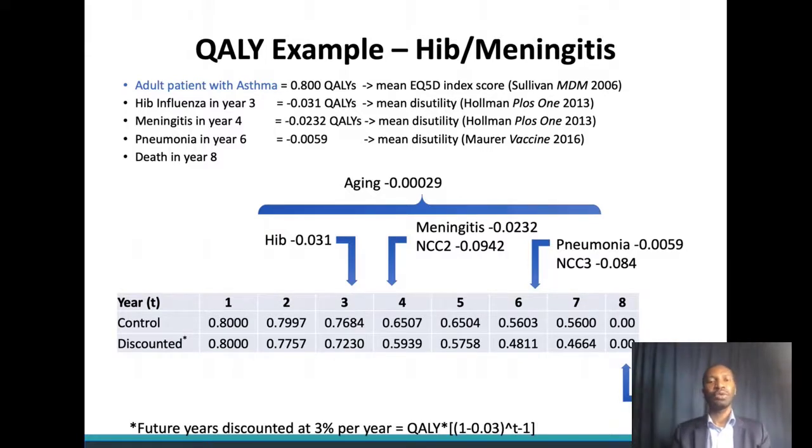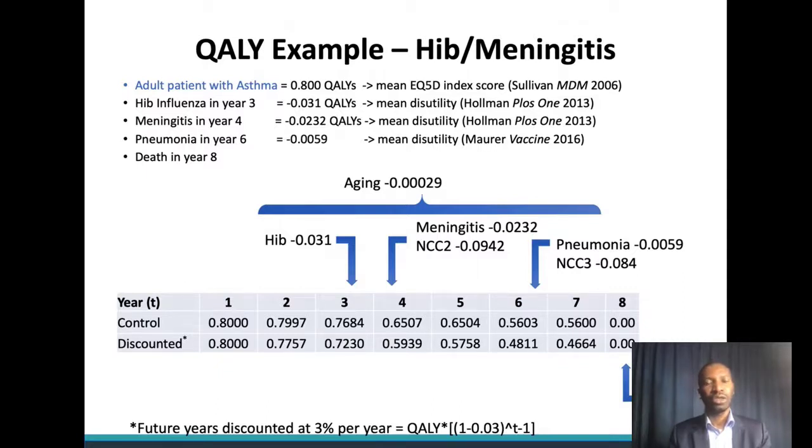And furthermore, suppose that each year of aging contributes to a reduction in QALY of 0.0029. Then we can calculate the QALYs over the lifetime of this individual up to year 8 when death occurs. So we start off with 0.8. And then in year 2, there's a reduction in QALY of 0.0029 due to aging, giving us 0.7997.